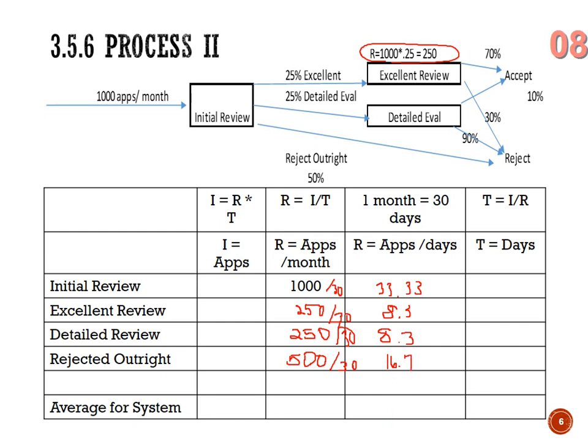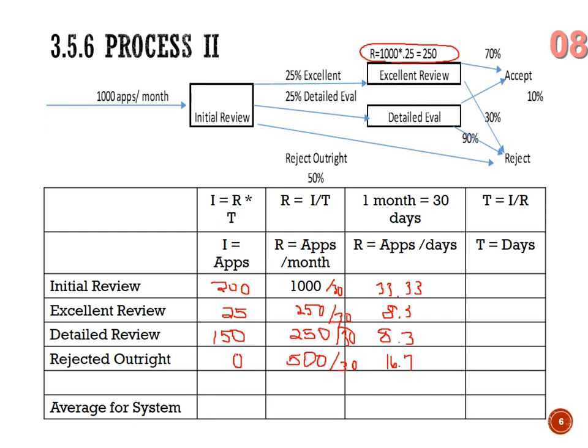And so then the problem tells us that we have 200 in inventory at the initial review. So I can put 200 here. And it says I have 25 in inventory with the excellent review. And I have 150 with the detailed review. And so how many do I have in this rejected outright?